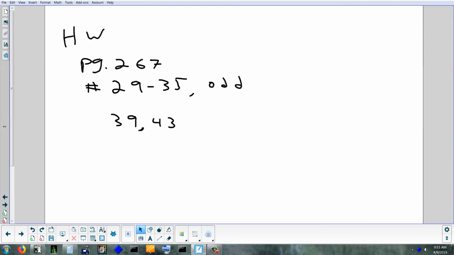Okay, so homework, page 267, just 29 to 35 odd, and 39 and 43. Okay, so we'll go over that tomorrow. This finishes law of sines, and tomorrow is our last lesson for the week.